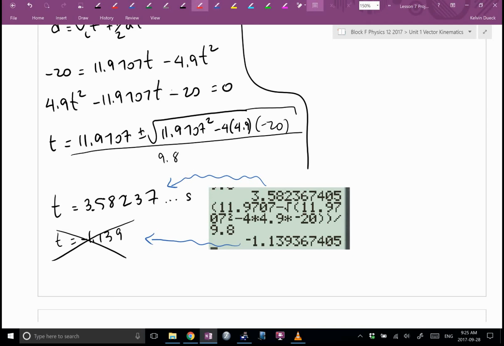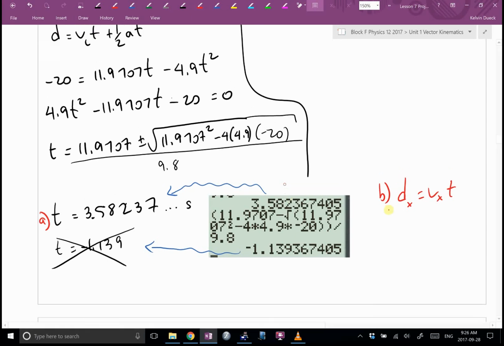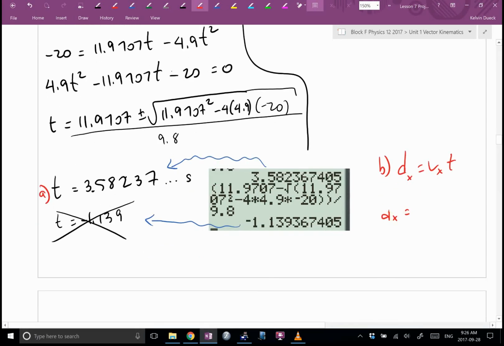Actually, this is only the answer to part A. What did part B want me to find, Brian? Oh, good gosh. B. dx equals vxt. It's almost anticlimactic. It's like all the work. I spent most of my time finding what? What was vx? I've scrolled down, Brian. What was it?